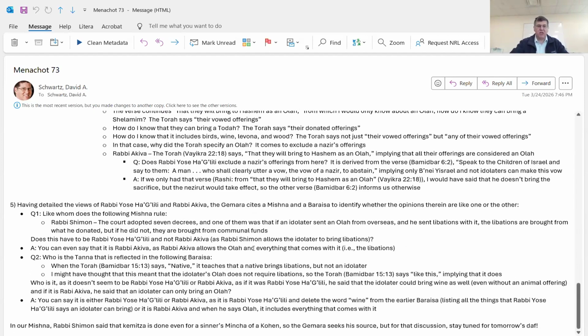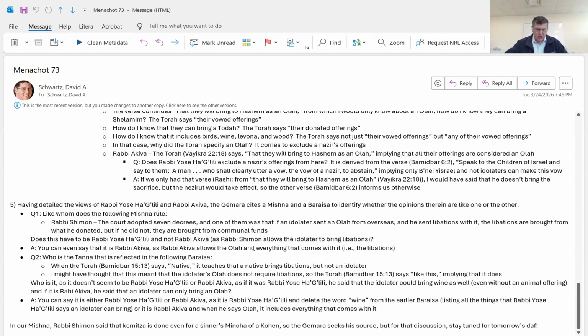Okay, so now that we've detailed the views of Rabbi Yossi Aglili and Rabbi Akiva, the Gemara cites a Mishnah and a Brisa to identify whether the opinions therein are like one or the other of these two positions. So Kaman Azla Hadatan, who is the author of the following Mishnah? The Mishnah is in the name of Rabbi Shimon, but is it like Rabbi Yossi Aglili or is it like Rabbi Akiva? Amar Rabbi Shimon, Shiva Dvarim Hiskinu Beis Din. There were 7 things that the court enacted, and this was one of them.